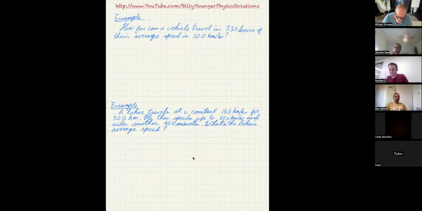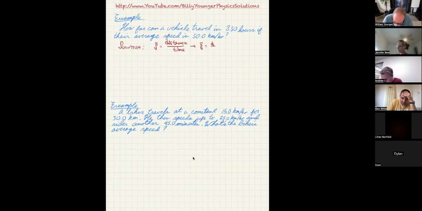All right, so let's look at a couple problems. How far can a vehicle travel in 3.50 hours if their average speed is 50 kilometers per hour? So the solution for this one is it's going to require us to use the idea of average speed is equal to distance divided by time. So they want to know what distance you can travel. What that tells me is I'm going to say S average is equal to D over T. And I'm going to solve for distance by multiplying both sides by T, and I'll get S average times T is my distance.